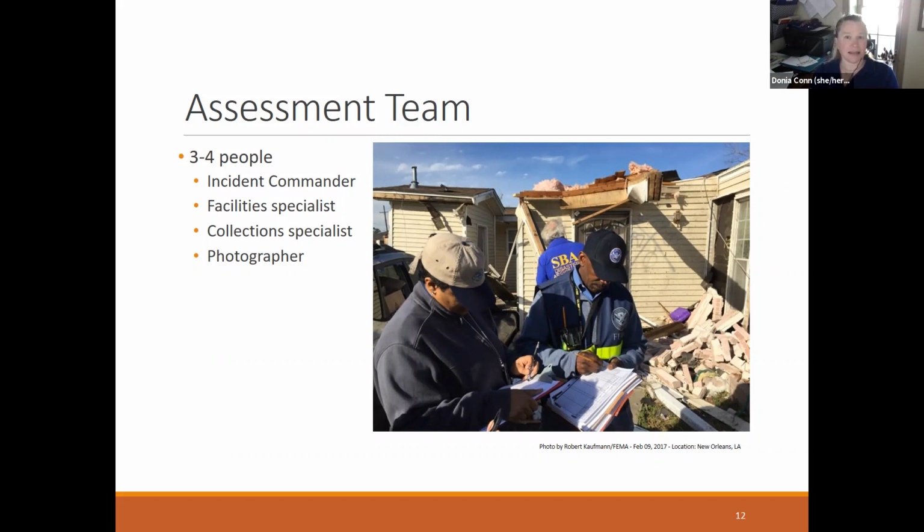And then in an ideal world, you will have a separate person who is just going to be the photographer. And ideally, this would be your information officer, because they're the ones that are going to have to be talking to the media and talking to other people about what's going on. So part of what this team is going to be doing is they're going to be going in and gathering information. So in the image here, we essentially see a team from FEMA doing just that. They're gathering information.